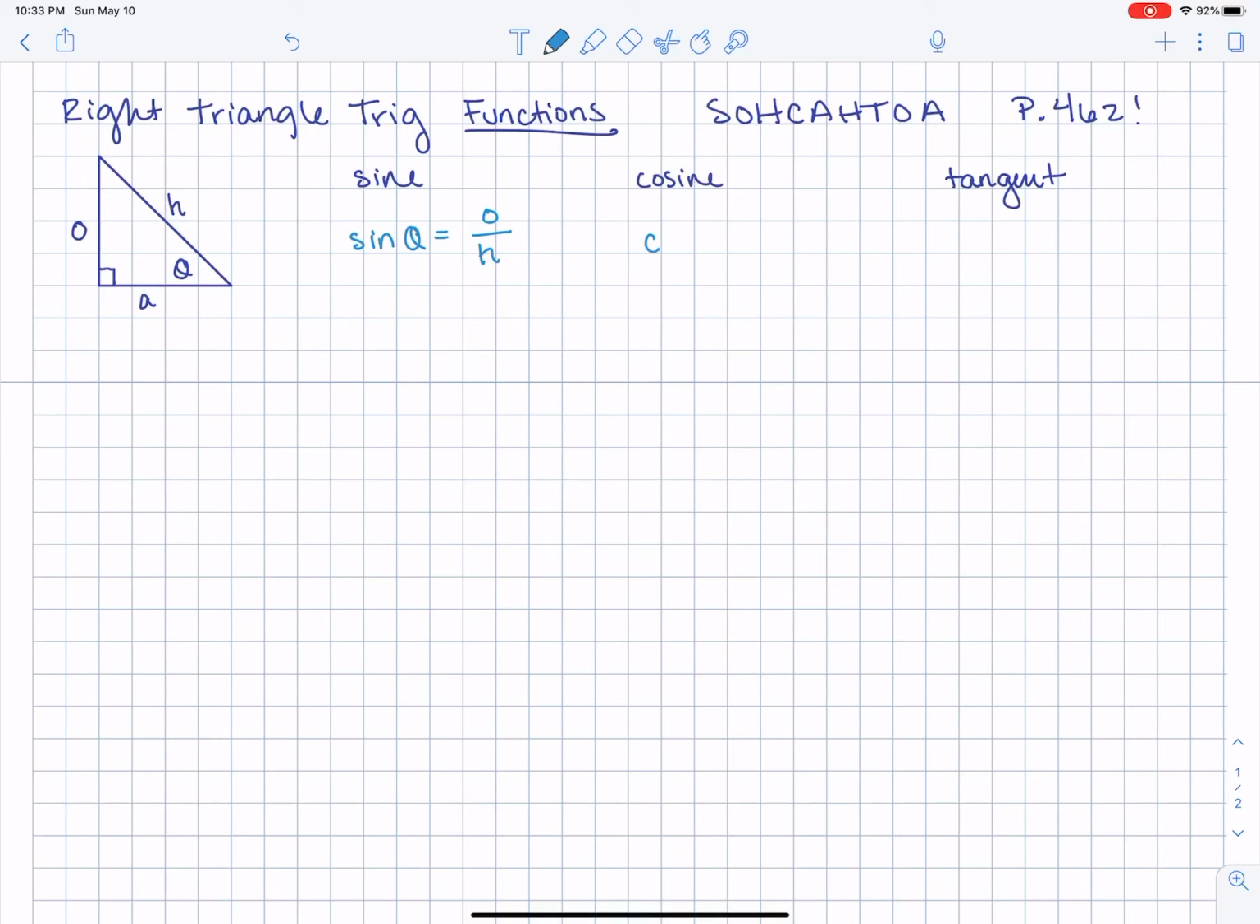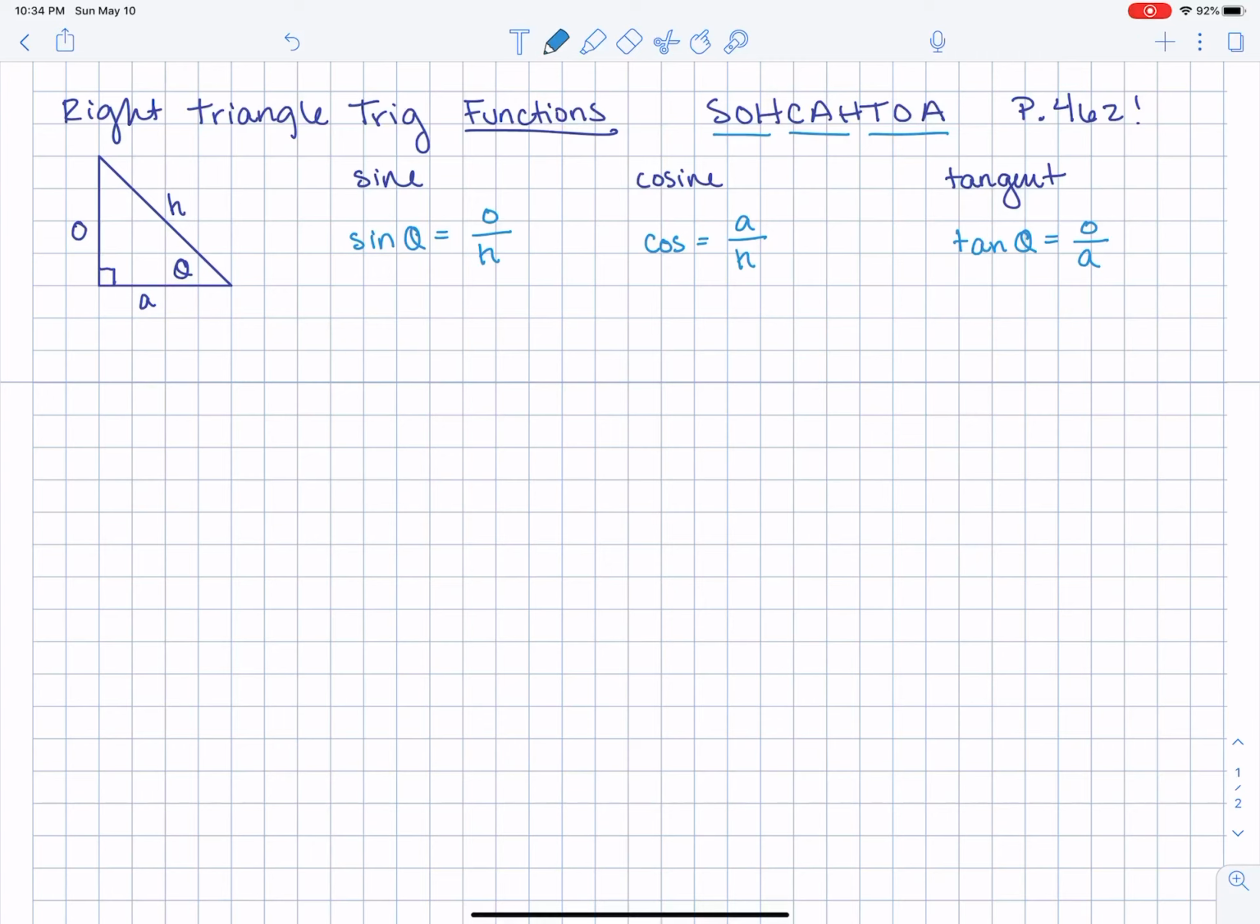Cosine, also known as COS, is the relationship of your adjacent side to your angle over your hypotenuse. And then your tangent, TAN, of theta is equal to your opposite side over your adjacent. And that leads us back to SOHCAHTOA. So that's how you remember all of those terms.